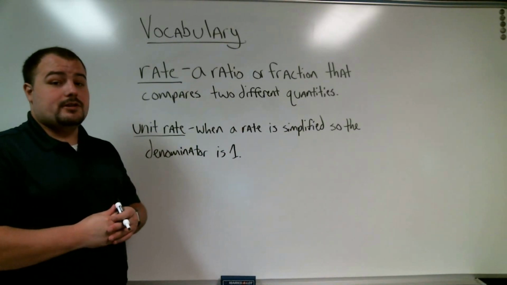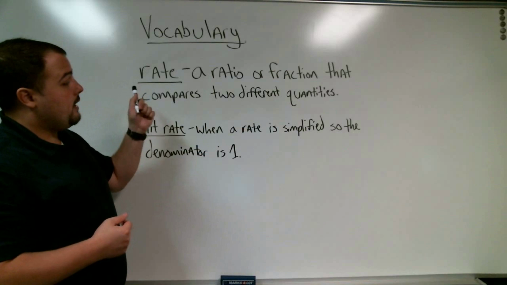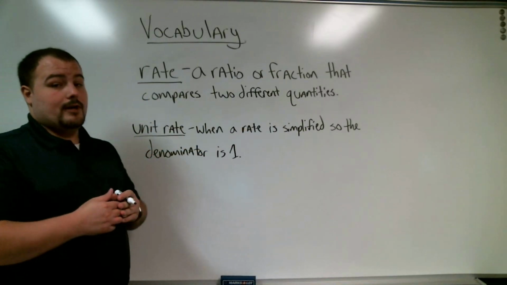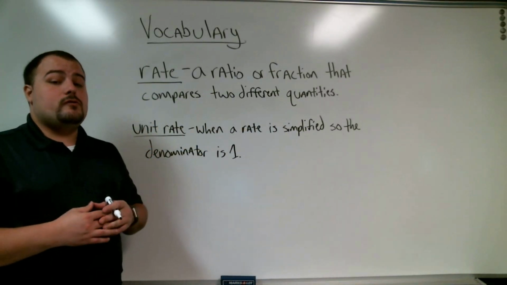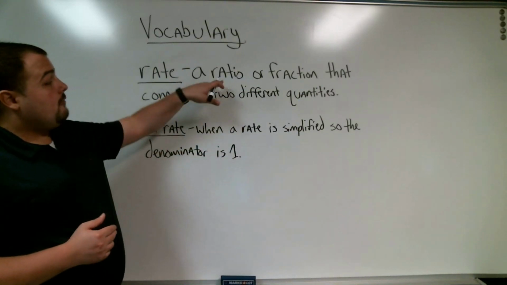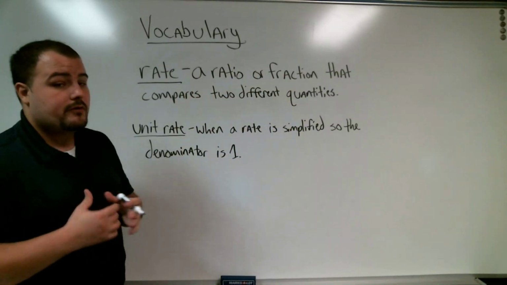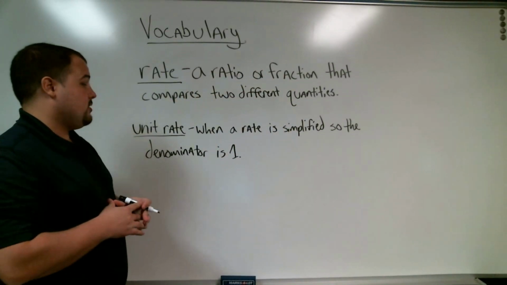The two vocab words are very important words that we're going to be using all throughout the lesson. The two words are rate and unit rate. A rate is a ratio in which it compares two different quantities. A ratio is just another fancy word for a fraction. So whenever we're writing a rate, we're actually writing it as a fraction.